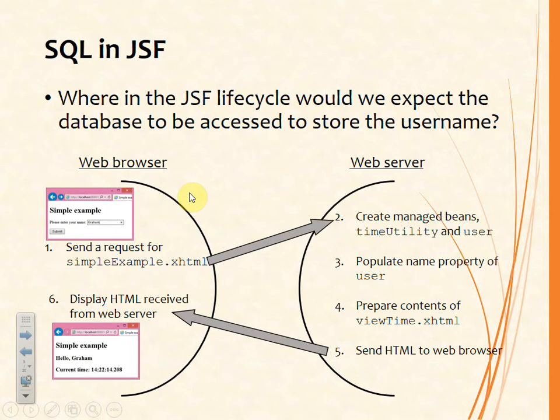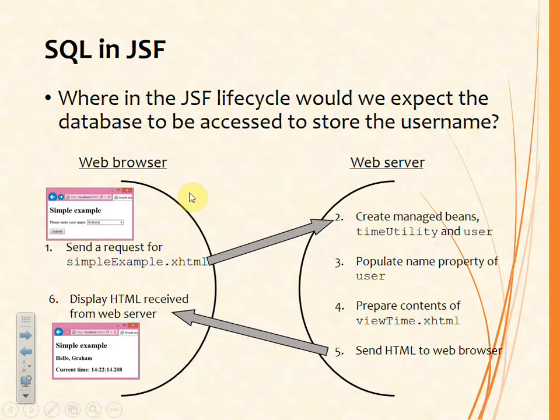So here we have a simple request, a simple example. You can just about see, please enter your name and a text box. So there's an input text field in the XHTML. And when the submit button is clicked, it's going to send a request for simpleexample.xhtml to the web server. The web server will invoke the control servlet. The control servlet will build the component tree.